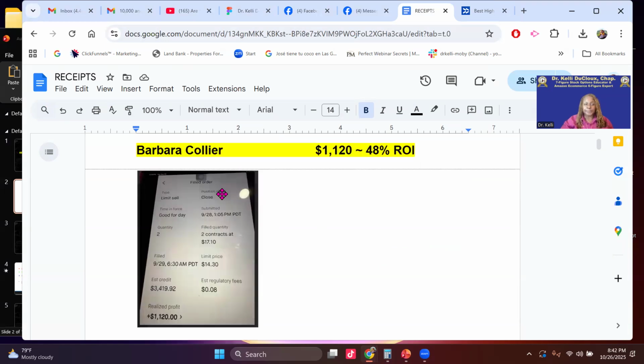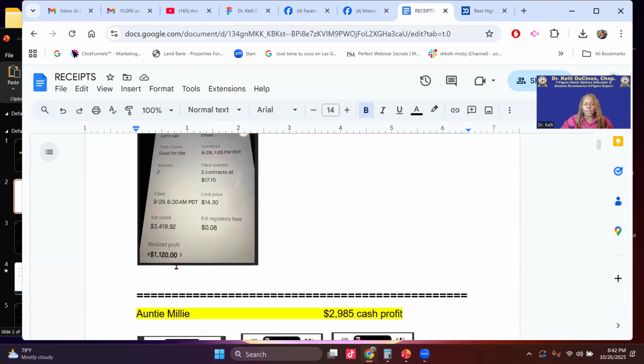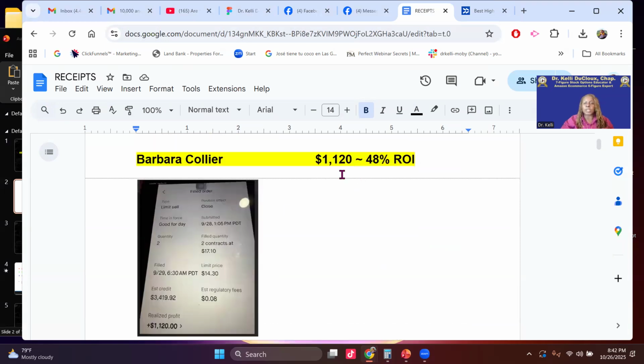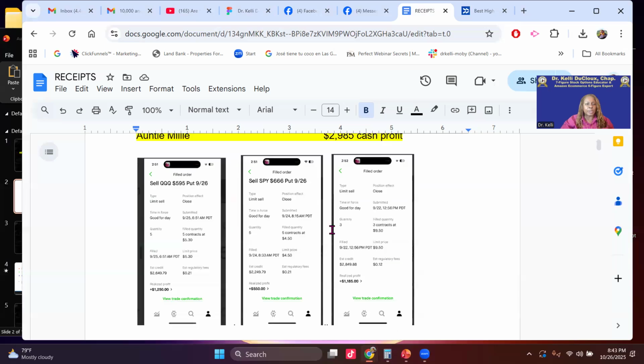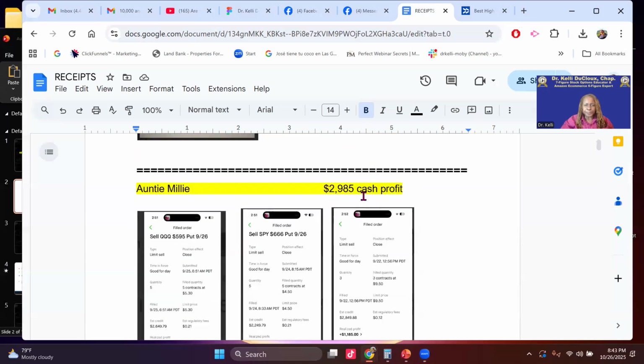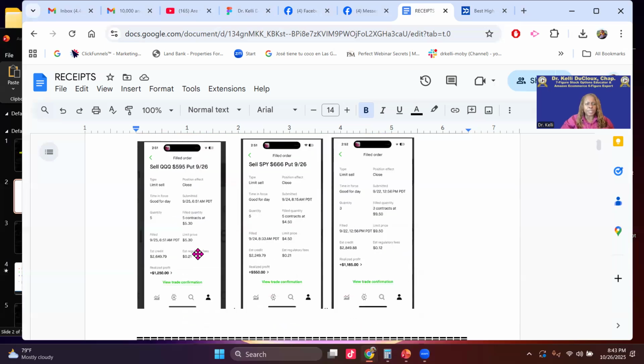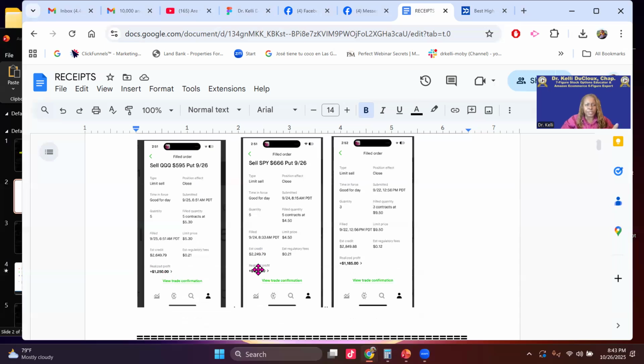This is Sister Barbara. She's J18. And she made $1,120, which was 48% return. All right. And let's go down a little bit more. This is Auntie Millie. Okay. She put all of hers together. This is profit 1250, 550, 1185.